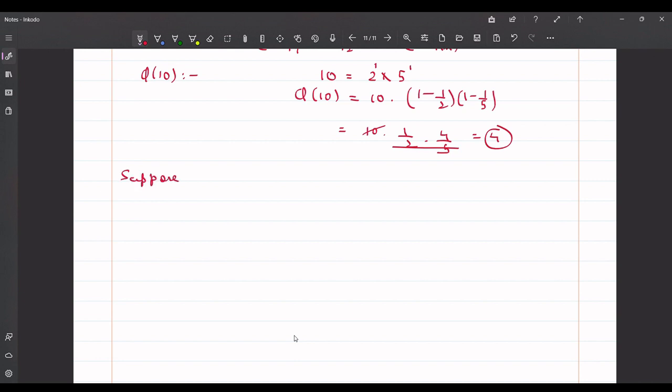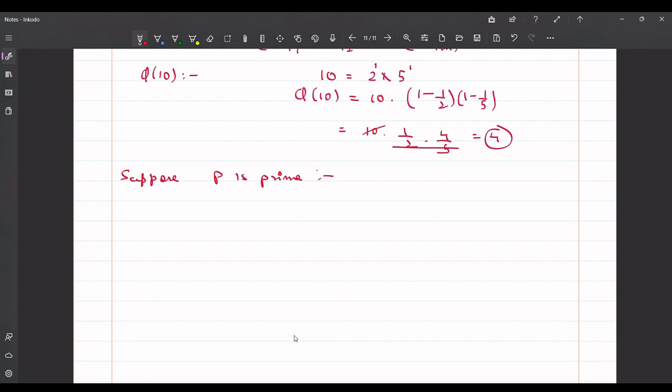Suppose you take a prime number. Suppose P is prime. Now, what is the definition of a prime number? The definition of a prime number is that it has only two factors, itself and 1. Right? Now, if it has only two factors, that is 1 and itself, then 1 is co-prime to every number. So, 1 is co-prime to P as well. P itself cannot be co-prime to itself, right? Because every number can divide itself.